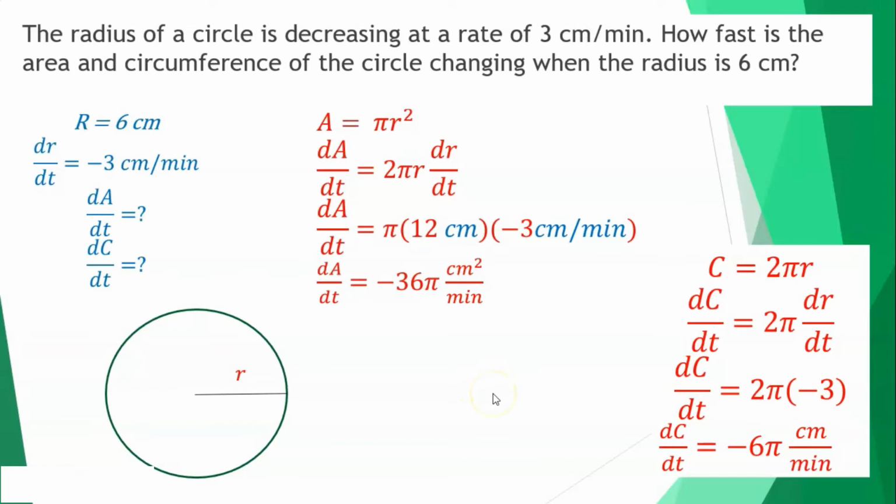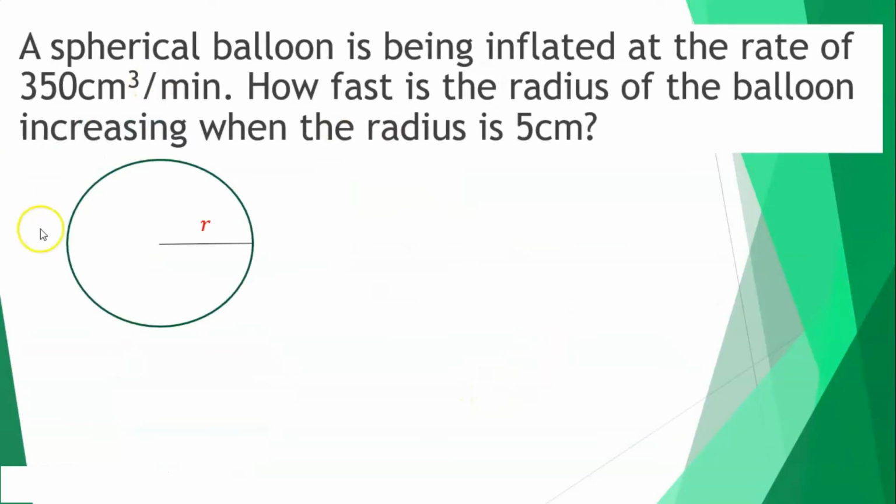Okay, another example. A spherical balloon is being inflated at the rate of 350 centimeter cube per minute. How fast is the radius of the balloon increasing when the radius is 5 centimeters? Now take note here, we have the first given, 350 centimeter cube per minute, and that is the change in the volume of the sphere with respect to time. So that will be positive because it is increasing over time.